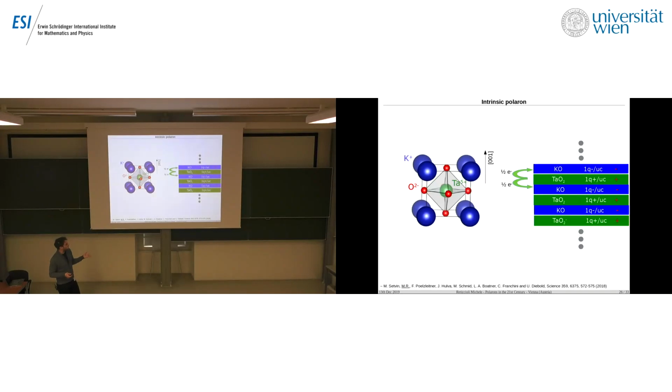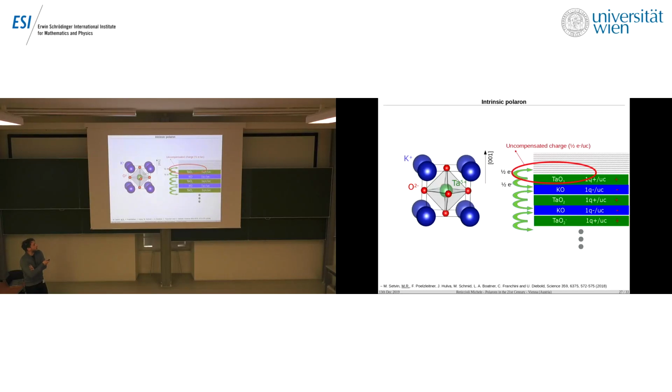If you have a bulk system, you continue like this everywhere in your universe. But if you have a surface cut, then here you have vacuum. This tantalum oxygen 2 layer only donates half of the electron here, but is left with 1/2 of electron, which does not find any good place where to go. So there is some uncompensated charge of 1/2 electron per unit cell.